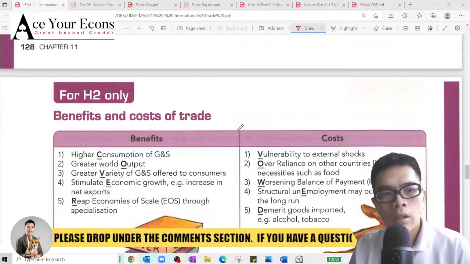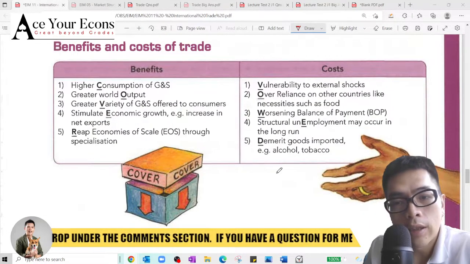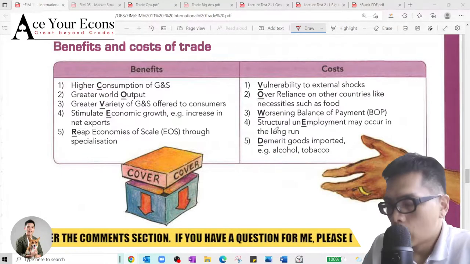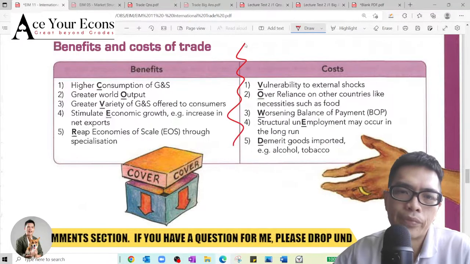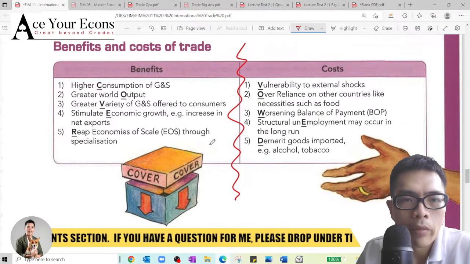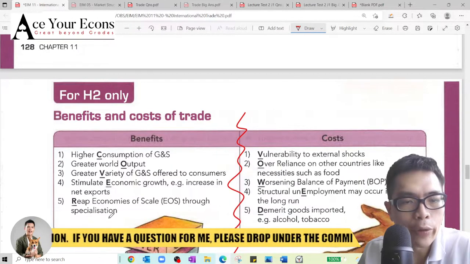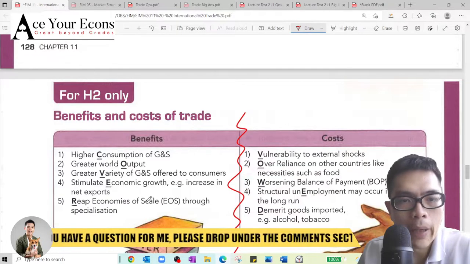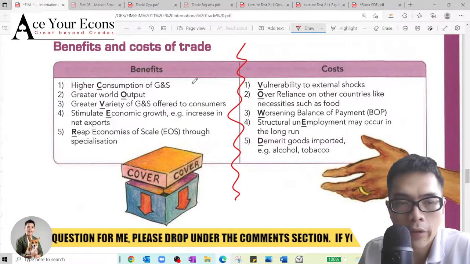Okay, so benefits and costs of trade. What do we need to know? These are the two new acronyms that we will be learning. I'll be covering the left column first, benefits of trade. I have a mixture of macro and micro concepts that you can consider to use when we are covering benefits of trade. The optional assignment will be on benefits of trade.